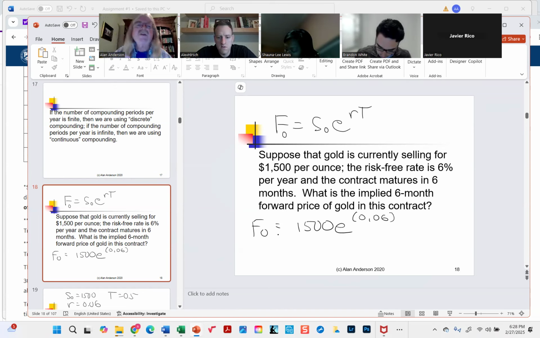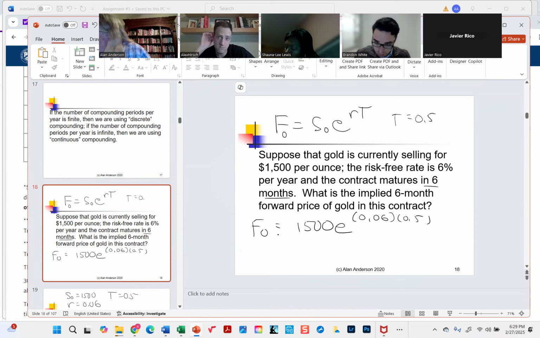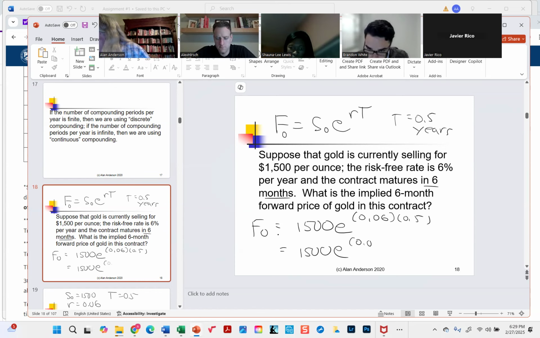Now, T, by the way, is measured in years, so that means 6 months is the same thing as half a year, okay? So 6 months means half a year, okay? So you're solving for 1,500 times e to the 0.03 power.